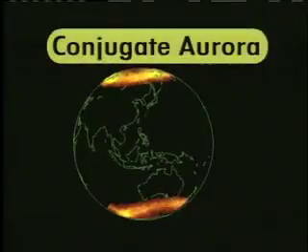Now, all the images you've seen so far have been from the northern hemisphere, of the northern lights, or the aurora borealis. But did you know that there is also a southern counterpart of the aurora called the southern lights, or the aurora australis? And here we're seeing a unique movie taken by the Polar spacecraft that shows us both the north and the south at the same time. This allows us to see that the activity is occurring at the same time in both hemispheres. We call this the conjugate aurora.